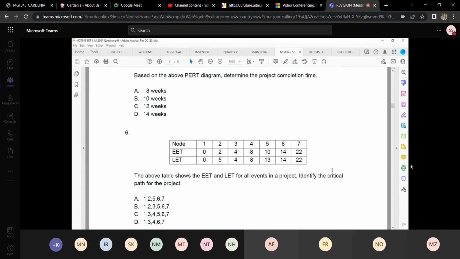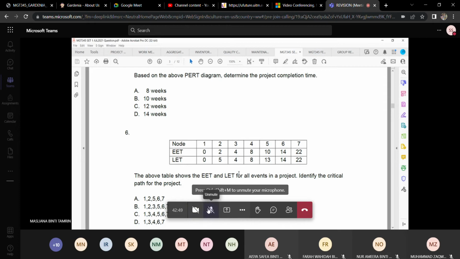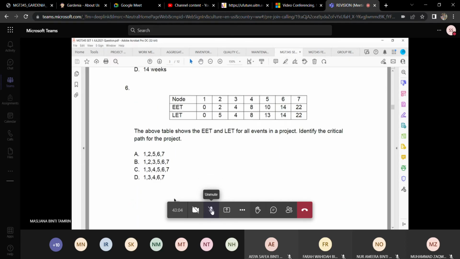Ni dia suruh cari identify the critical path for the project. Dia tunjuk ni je. So daripada sini boleh tak you baca dan nampak kat mana satu critical path class? Boleh tak? Okay, boleh kan? Macam mana nak tahu, EET, LET must be the same number. So 1, 3, 4, 6, 7. Dia tak tahu you ambil semua.